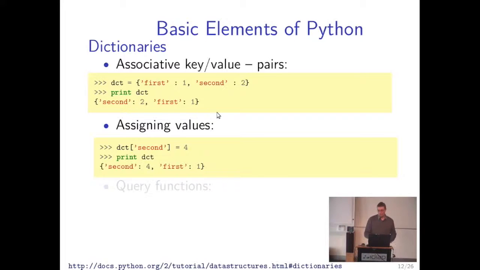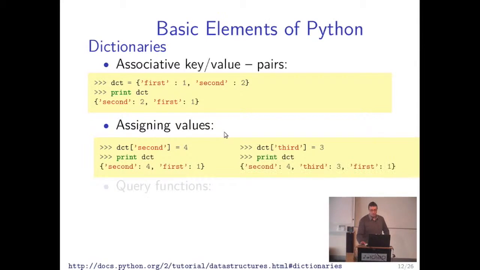And when you have a dictionary and you want to assign a value there, you just index it with the key, and you assign a new value. And when you then print the dictionary again, you will see that the value for the second key has changed, while the value for the first key is still unchanged.